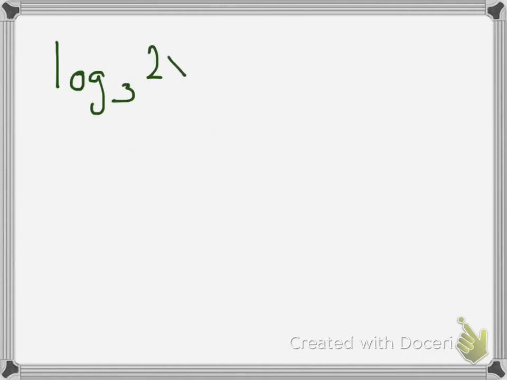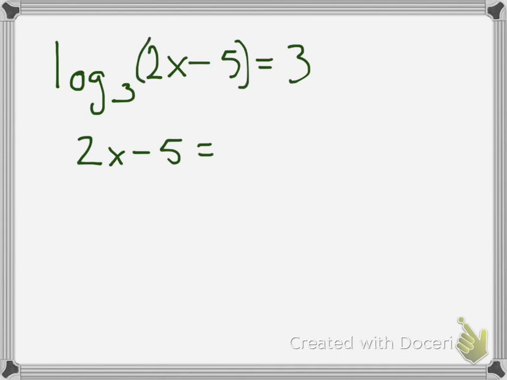Let's up the difficulty level, shall we? Okay, so we're saying log base 3 of 2x minus 5 is equal to 3. Well, again, then we're just saying 2x minus 5, that number, or that answer, whatever you want to call it, is equal to 3 to the 3rd power.